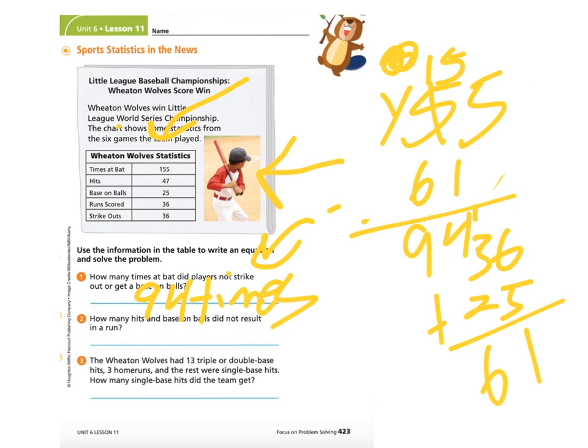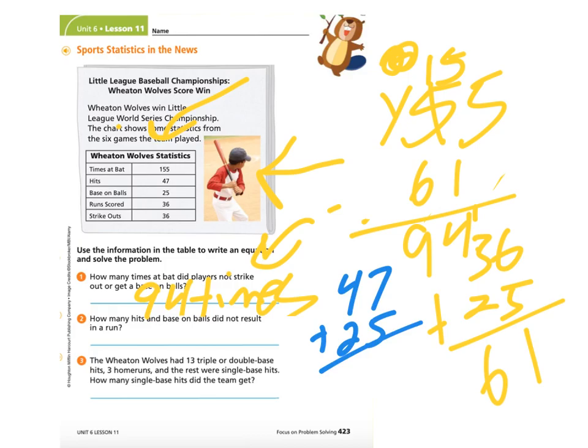All right, this one's actually kind of tricky too, and maybe I'll just get you set up for it. Oops, I meant to do that with an eraser. So how many hits and base on balls did not result in a run? So that one's actually interesting too, because you really have to understand some of baseball. So how many hits and base on balls? So that really is saying how many times did they get on base. So they had 47 times through hits, 25 times on base on balls.